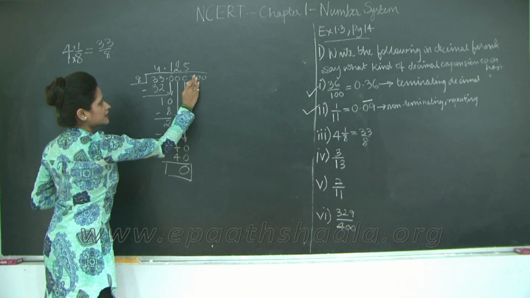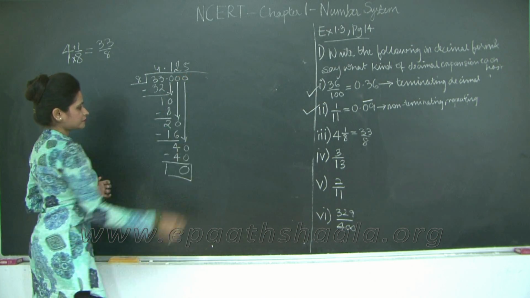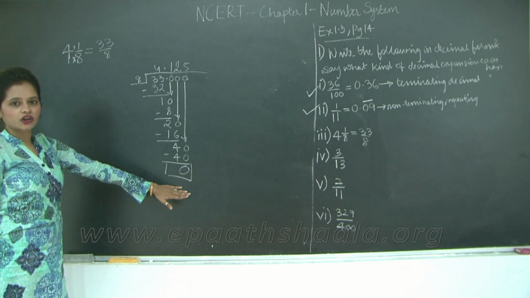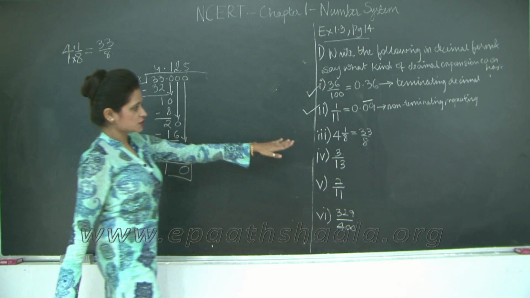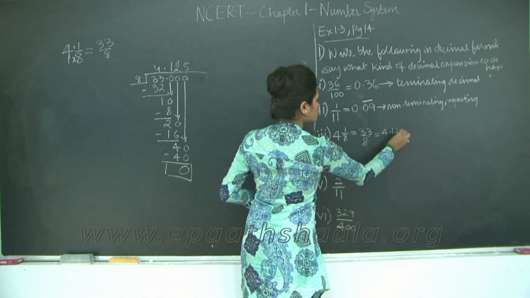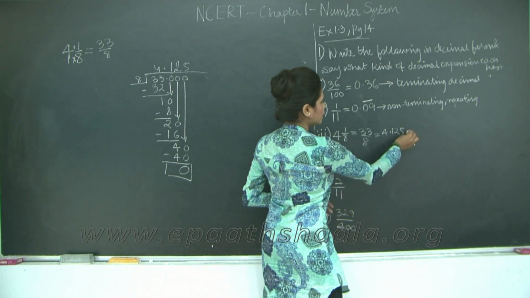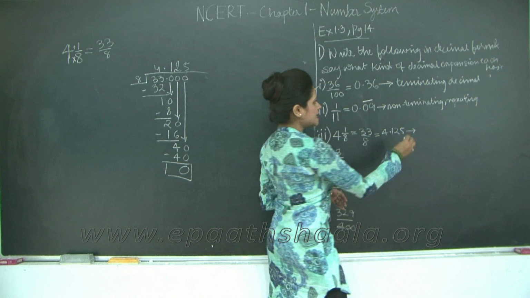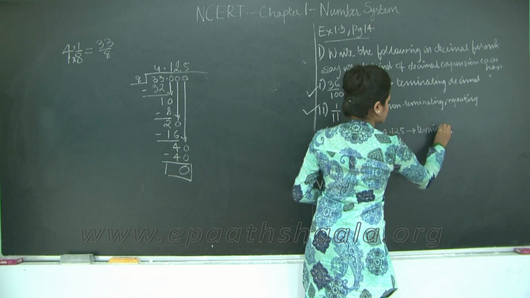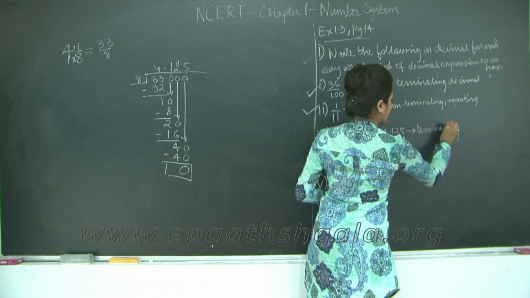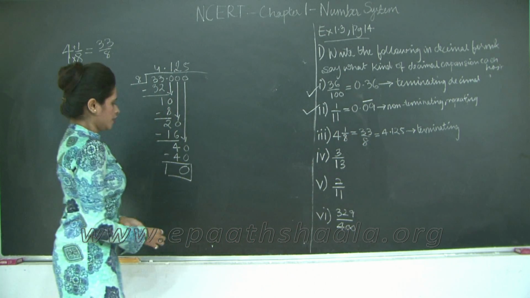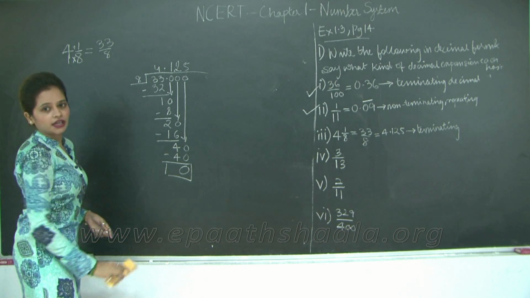I do not need these zeros anymore. So what is my quotient? 4.125, and it is terminating because my remainder is 0. So the answer to this one would be 4.125. And what kind of decimal expansion is it? It is a terminating decimal expansion. I am just writing terminating instead of terminating decimal expansion. So let us go ahead and solve 3 upon 13.